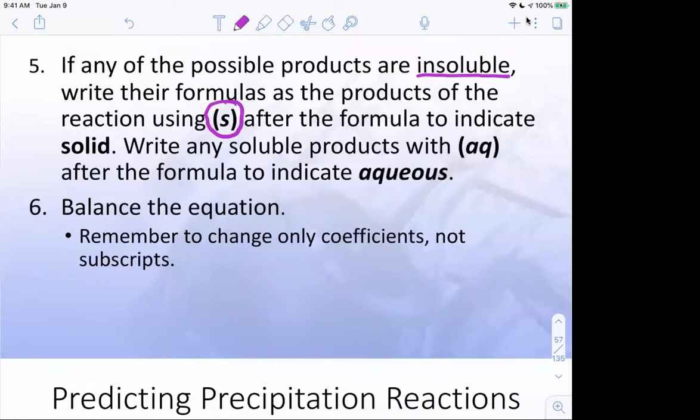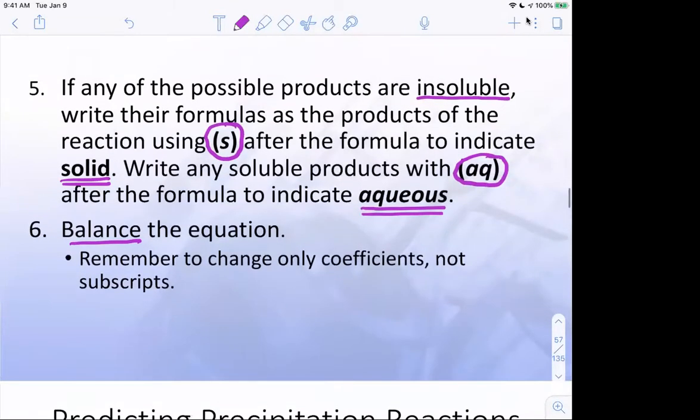I'm going to indicate this solid state after the formula, because if it's forming a precipitate, it's forming a solid. Any soluble products that are formed, like in the other example I had, potassium nitrate, which is soluble, I'm going to write the state AQ, because that indicates that it is soluble in the aqueous environment. I'm going to balance the total equation, and remember, I can only change coefficients and not my subscripts. I have to make sure that I write the correct formulas. This is a critical step.